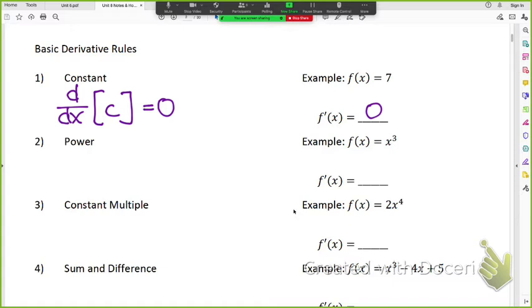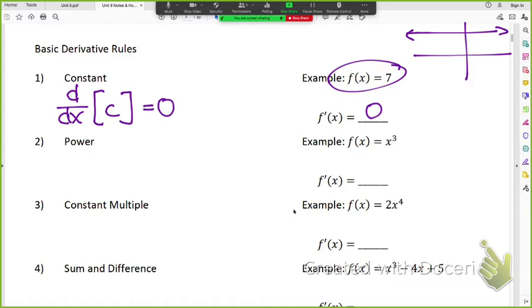So here's why, guys. What kind of line is that? It's a basic line. It's a horizontal line. Straight line. What is the slope of any horizontal line? 0. So that's why that's true. Any horizontal line has a slope of 0. Okay? Power rule is the second one.